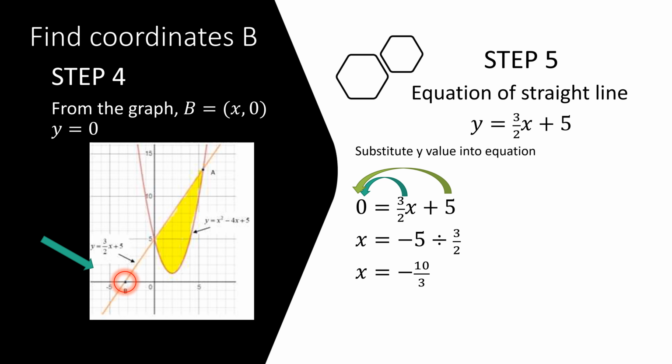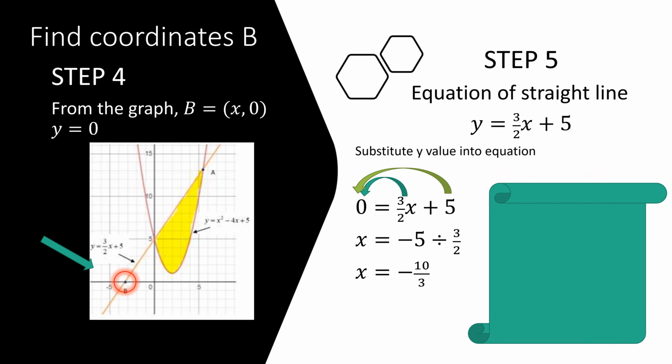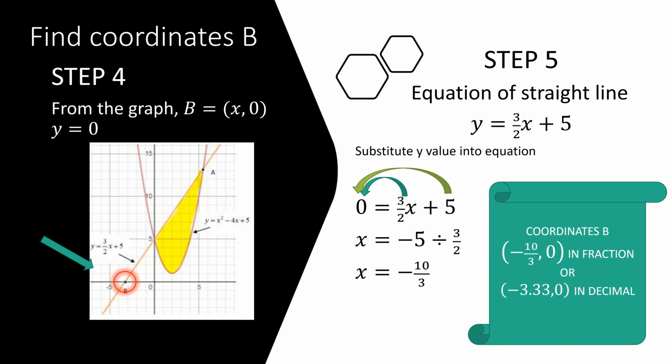Since we have already found the x value, now it's time for us to tell the coordinates for B. The coordinates for B will be negative 10 over 3 and 0 in fraction, or we can even say that it is negative 3.33 and 0 in decimals. So we already found the answer for coordinate A and coordinate B.